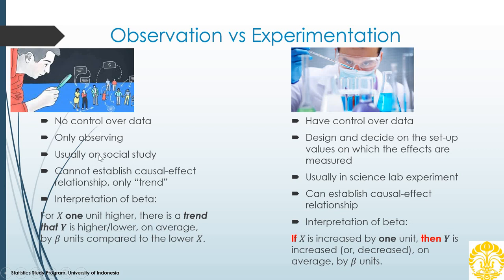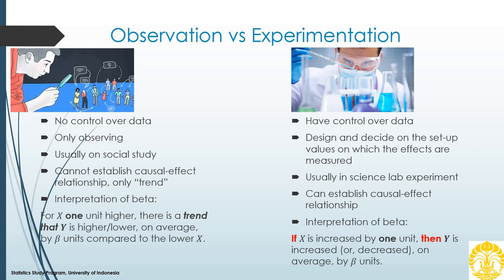So that's why for that kind of study we usually use only observation. While for something that you can do in a lab, usually a science lab experiment, you can always design and set up the value that you want to check. Because you can set that up and you put other factors that can affect the results under control, you can establish a causal effect relationship.